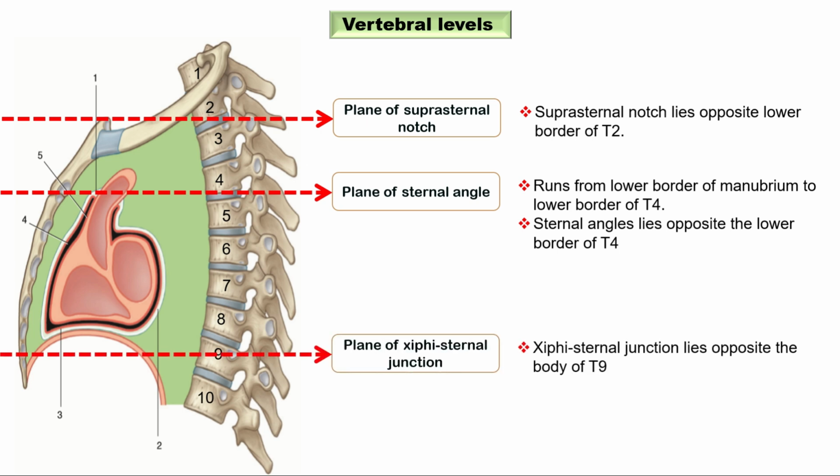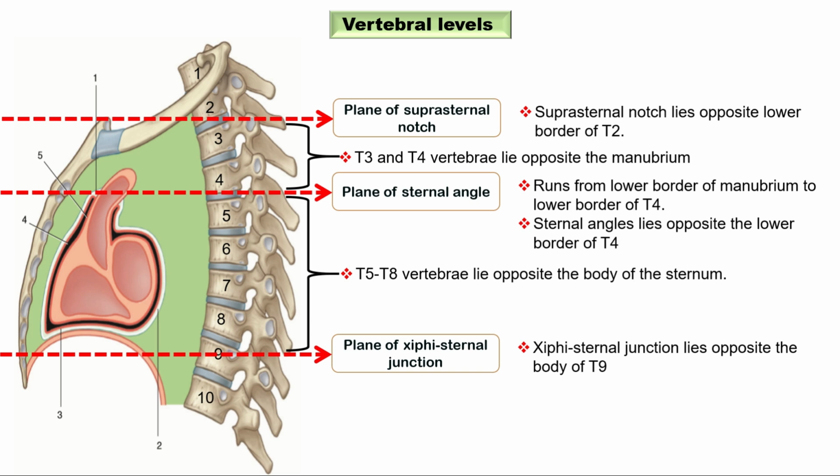The last plane is the plane of the xiphisternal joint, the point where the body joins the xiphoid process. This lies opposite the body of the T9 thoracic vertebra. This implies that the third and the fourth thoracic vertebrae lie just opposite the manubrium, and the 5th to the 8th vertebrae, and some small part of the 9th, lie opposite the body of the sternum.